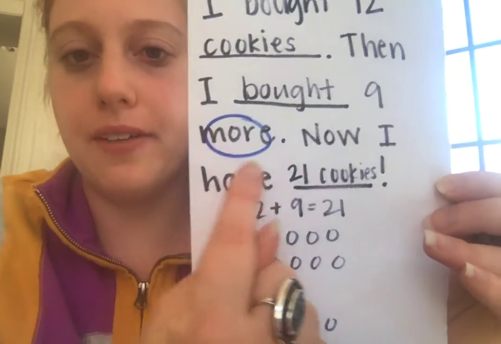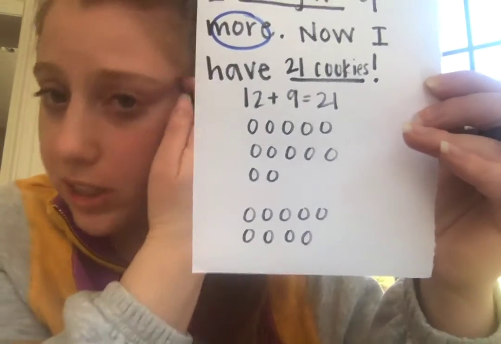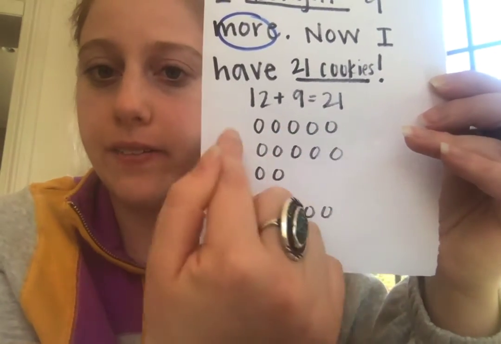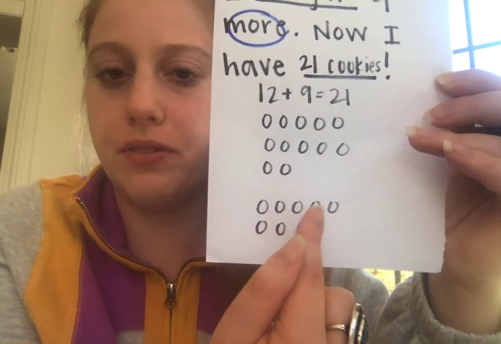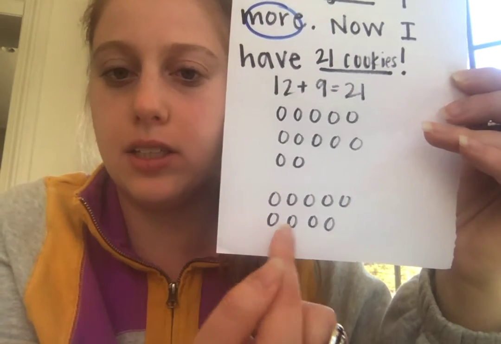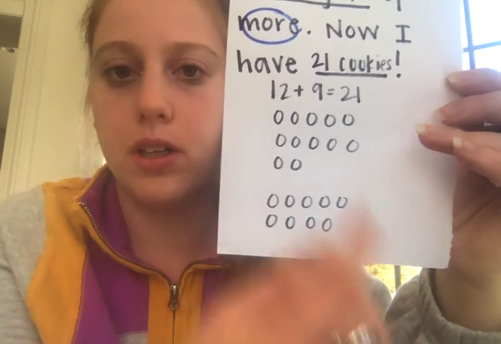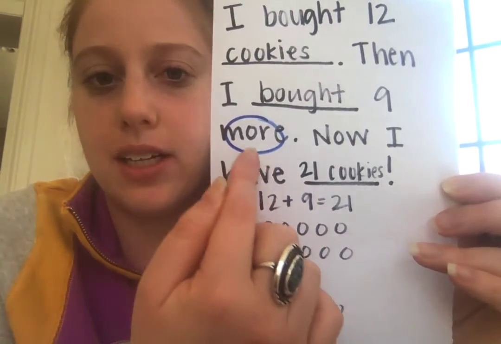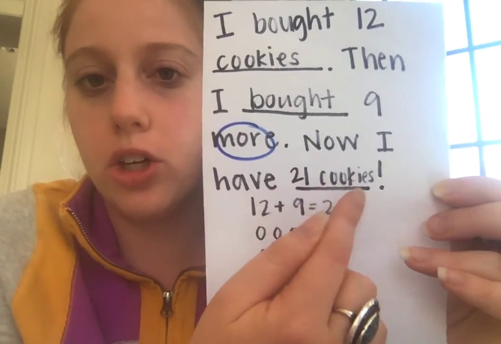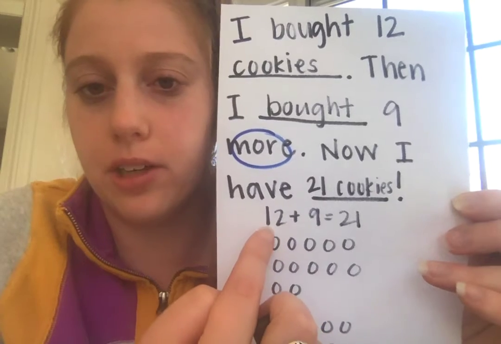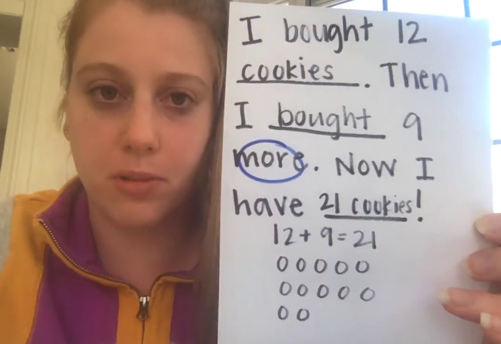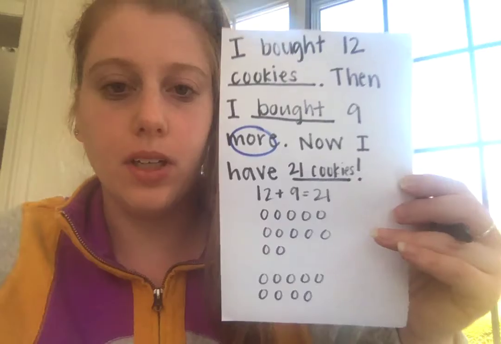Okay, so I drew my picture and I wrote my equation and I filled in my answer. I got the answer of 21 because I counted 5, 10, 11, 12, 13, 14, 15, 16, 17, 18, 19, 20, 21. So I know that our answer is that now I have 21 cookies because we were buying cookies. And then I wrote my equation down here. 12 plus 9 equals 21. All right, we're going to move on to our next one.